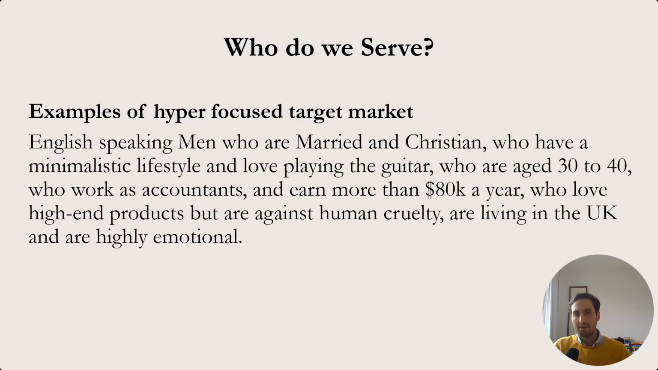So if we would combine the demographics and psychographics, we would get our niched down target market. It would be as follows: English speaking men who are married and Christian, who have a minimalistic lifestyle and love playing guitar, who are aged 30 to 40 years, who work as accountants and earn more than 80K a year, who love high-end products but are against human cruelty and are living in the UK and are highly emotional. So, this is the answer to our who do we serve question.